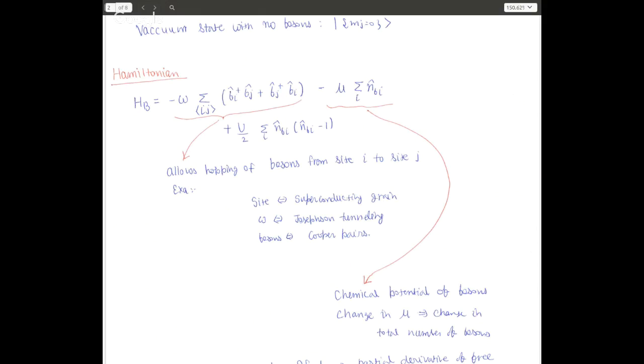But the mu term is coming from the fact that every time you add an extra boson in the sample, you have to do some work. And at times two bosons can come to one lattice site, and in that case you will have an on-site repulsion term, which is coming because of U. So U is the on-site repulsion, mu is the cost of adding a boson, and W is the hopping term.